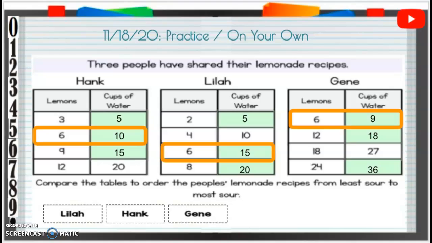And that is going to be it for our practice slash on our own. I just wanted you guys to take a look at that. If you don't quite understand it, do not stress. We will do more practice with these. I just wanted you to take a look at, okay, they all have the same number of lemons, but they all have different amounts of cups of water. So that is it for your practice slash on your own. Great job.